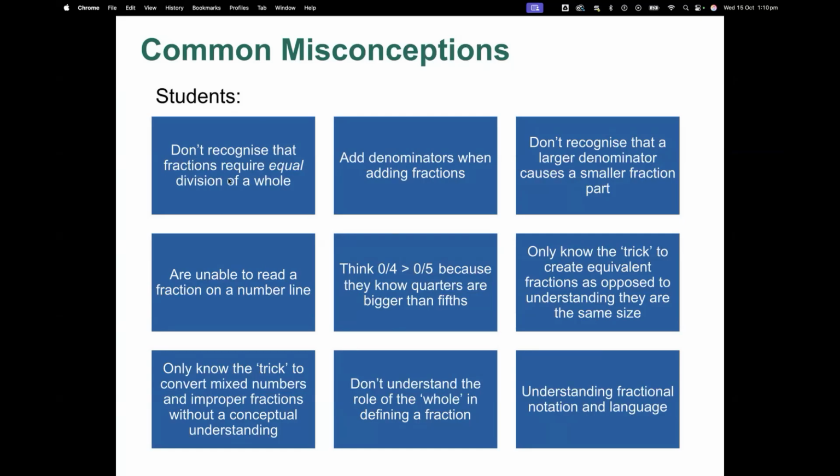So they don't recognize that fractions require equal division of a whole. So that idea that you start with a whole number and you divide it into parts is really the definition of what a fraction is. Like how many parts out of the whole is what it is. And so they need to understand that each of the parts have to be the same size. Otherwise, we don't have a fraction.